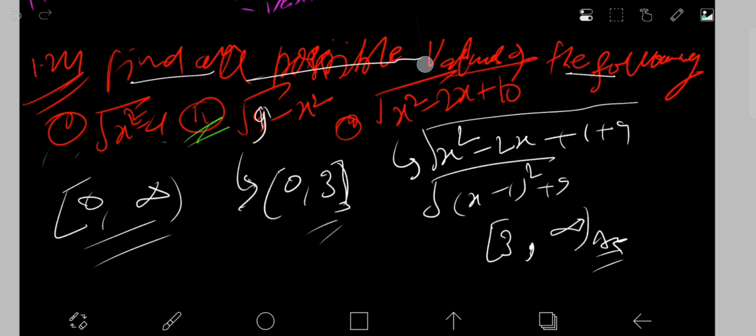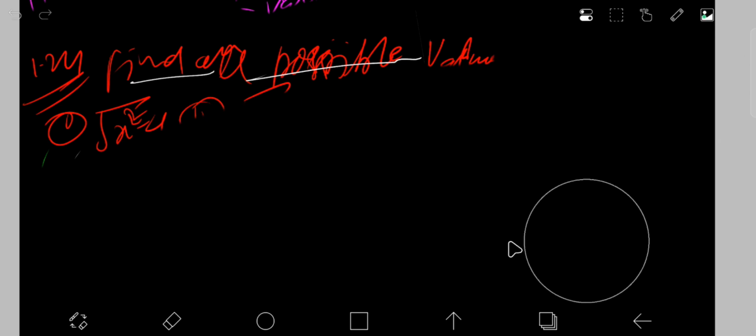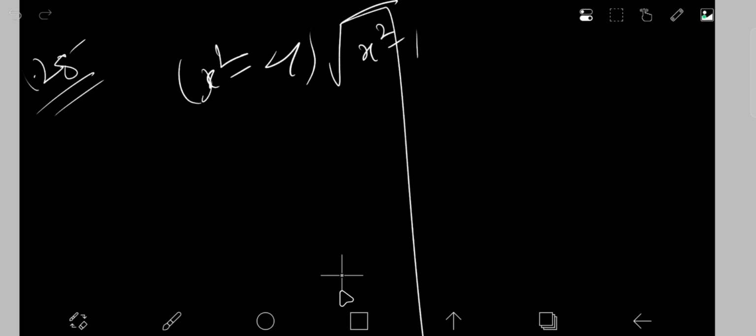One question is left here; skip it and solve it yourself. Question number 25, illustration 25, you solve on your own. Yes, question number 25. Here we give a hint: solve x square minus 4 square root x square minus 1. This is a square root. What do we get here?